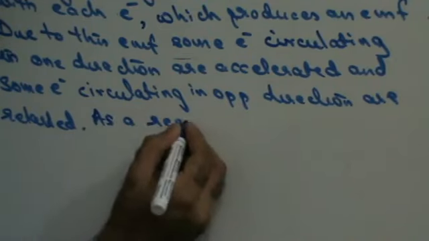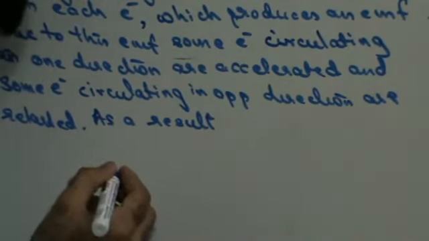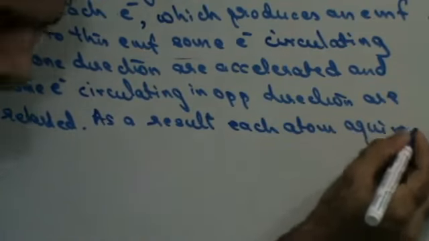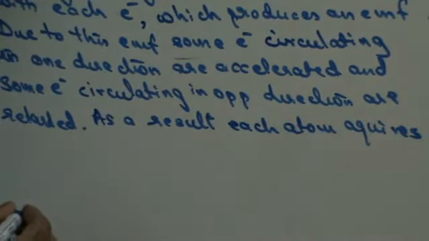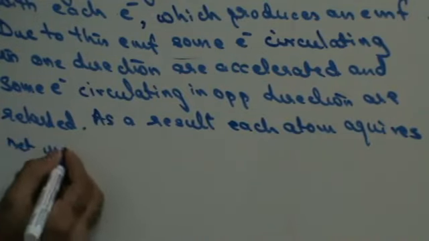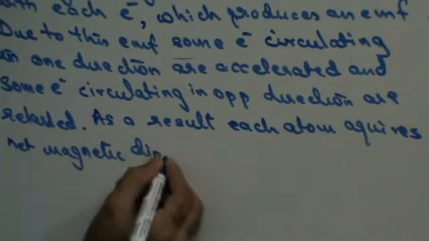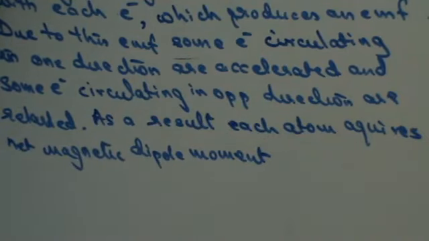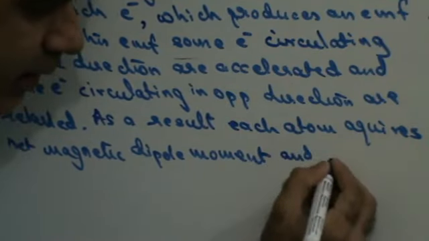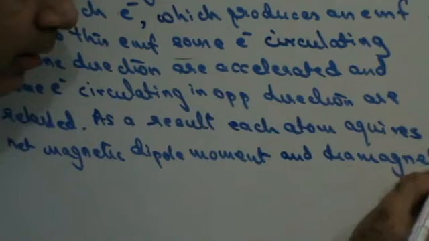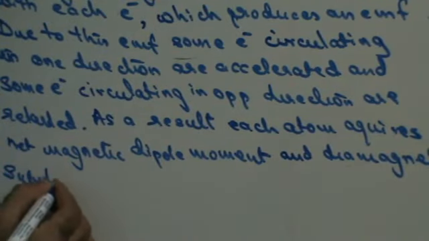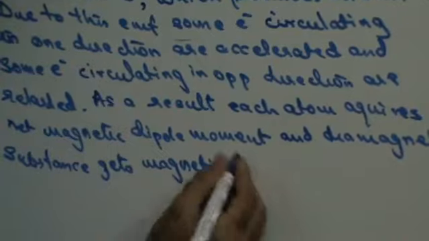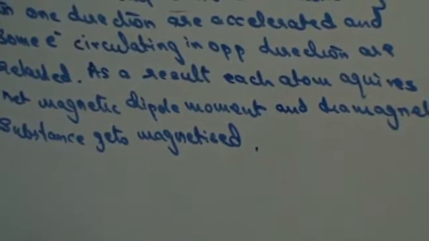As a result, each atom acquires a net magnetic dipole moment and the diamagnetic substance gets magnetized. Fine, do you get this thing clear? That's the reason why a diamagnetic substance gets magnetized.